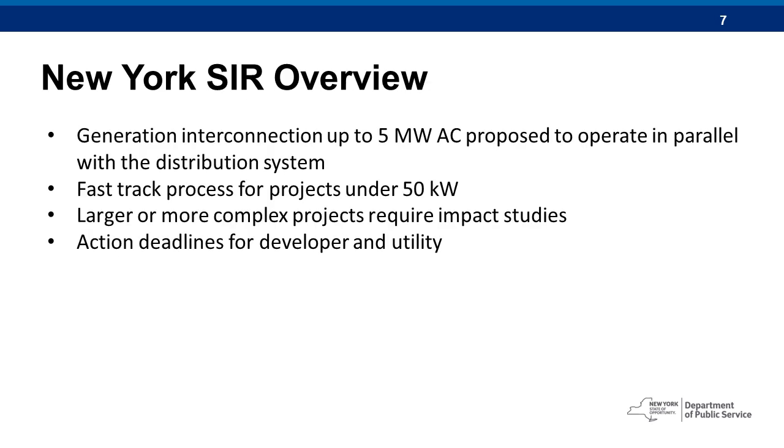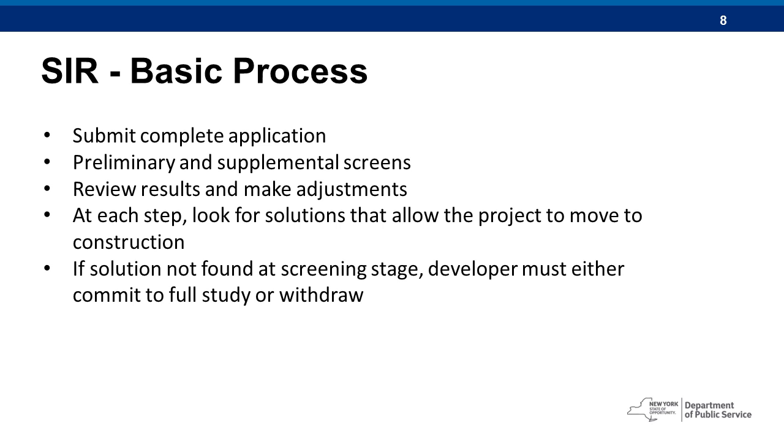You are probably all pretty familiar with interconnection processes. There's nothing especially unique about the structure in New York. The SIR rules provide a roadmap for the interconnection of generation up to 5 megawatts AC. We have a fast-track process for smaller projects under 50 kW. But of course, for larger or technically more complex projects, we have a more extended process that includes impact studies. And then at various points in the process, there are specific action deadlines that apply to both the project developer and the utility that is processing the application.